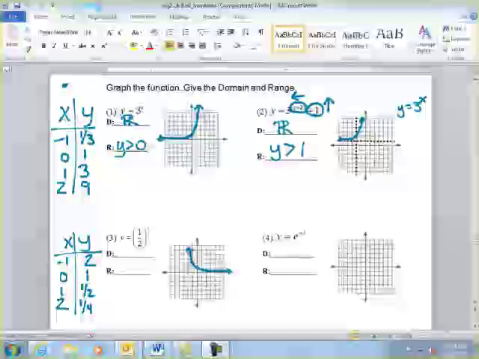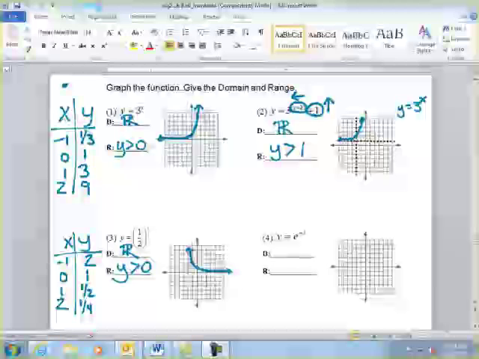Domain. All real numbers. Range. Greater than 0. We didn't have any moving, so that asymptote is still at the 0 line. This is a decay instead of a growth that is going closer. It's becoming more flat instead of becoming more steep, but that doesn't change our ideas of domain and range.